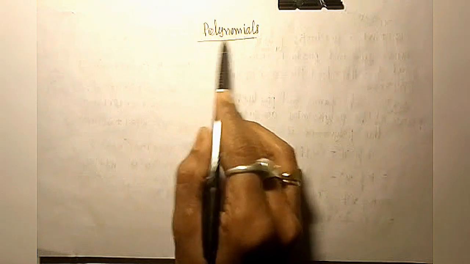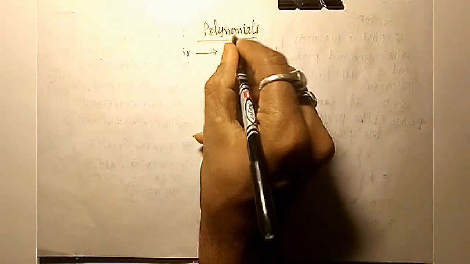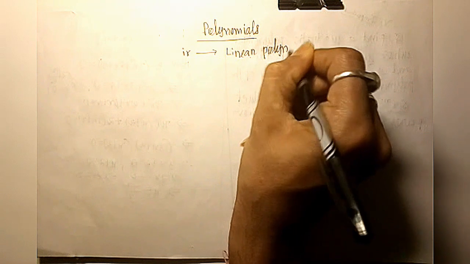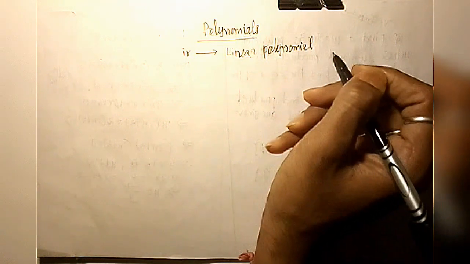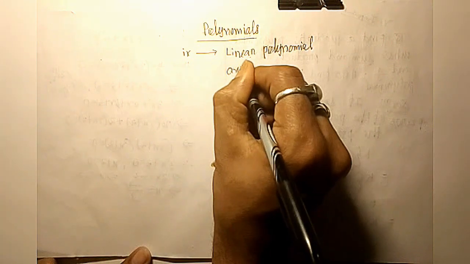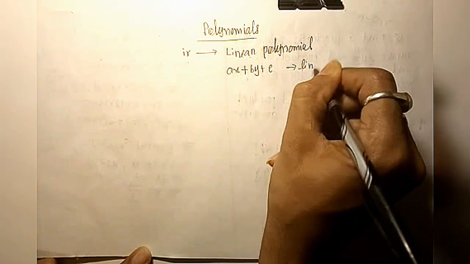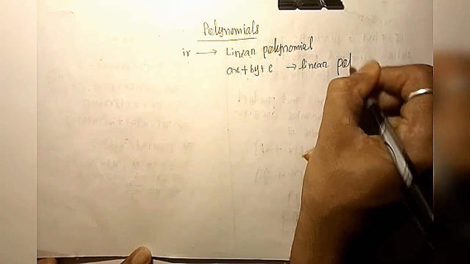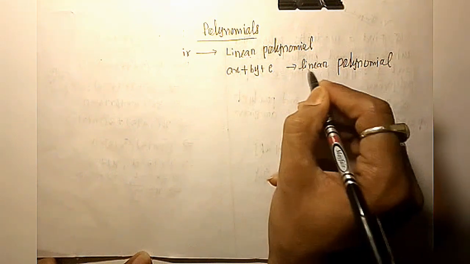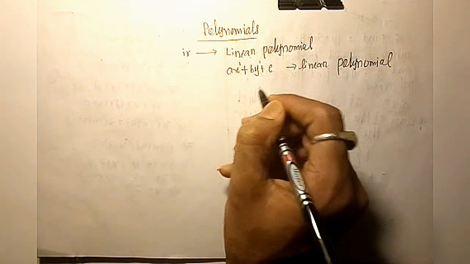So, polynomials. We have already learned in class 9 what type of polynomial? Linear polynomial. So ax plus by plus c is known as the representation of a linear polynomial. Why is it a linear polynomial? Because the powers of the variables x and y are 1.